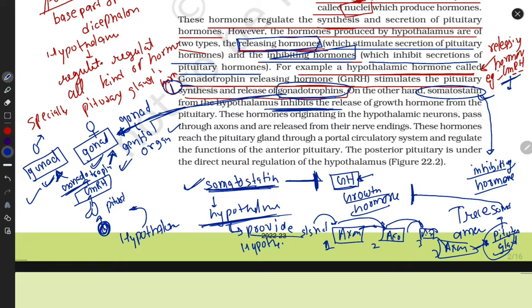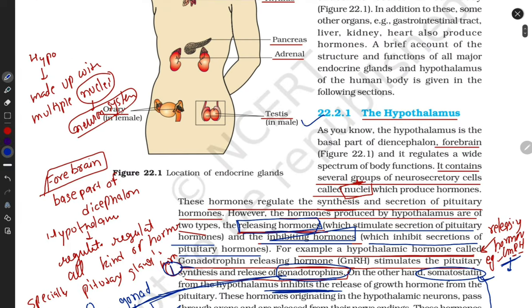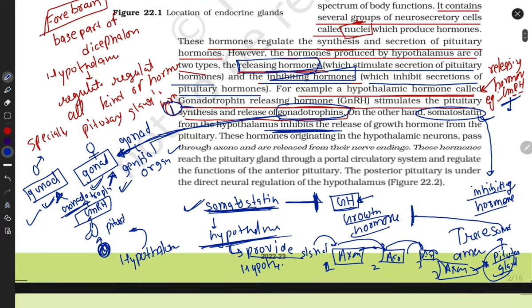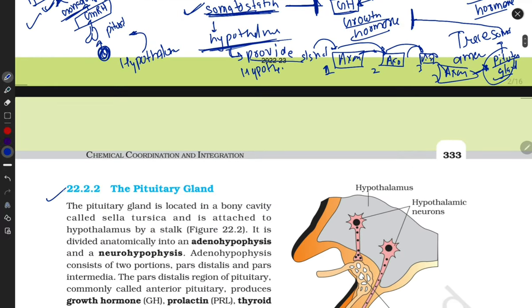Okay guys, so this paragraph is clear. Hypothalamus is our first gland, and I hope it is clear. The next gland we will start in the next video.